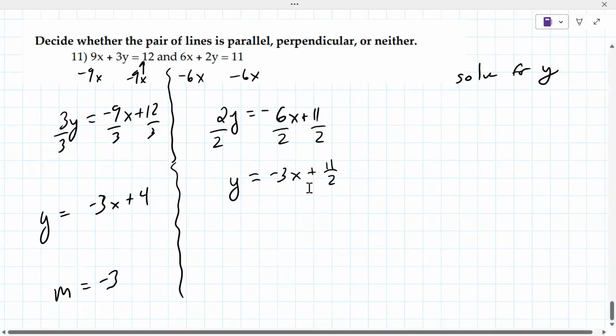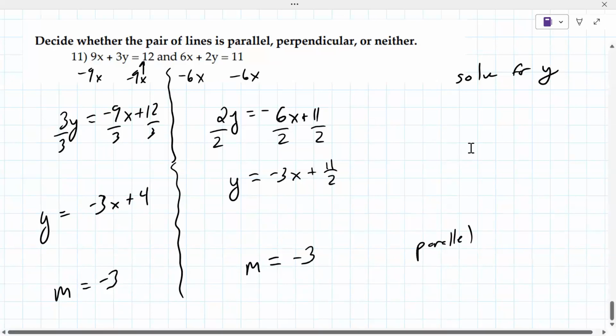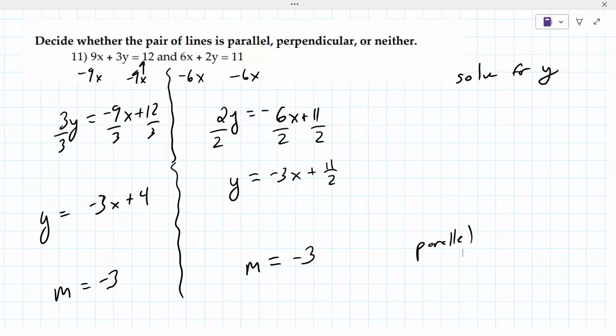Okay. And on the right here, what's the slope of this other one? 11/2. The slope is the number in front of x. -3. Yes. Okay. If these are the same, they're parallel. That's something to maybe write down or look at a couple of times, make sure you get it. We've not done much with perpendicular lines, so I'll just not mention anything about it, but it's something to think about.